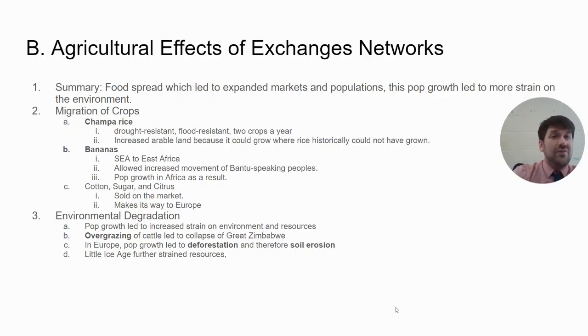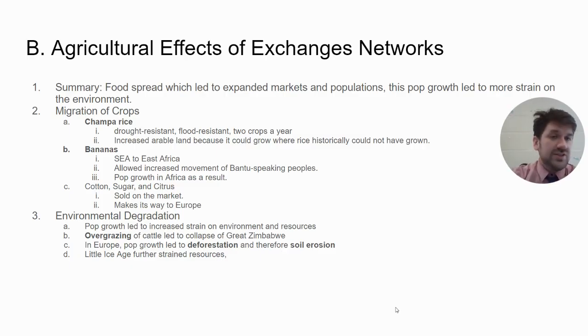Bananas are another good starchy vegetable, I think. I'm not a nutritionist, but it has a lot of calories in it. And so bananas spread from Southeast Asia to East Africa, and also allow for population growth in the Bantu-speaking areas and enable states like Great Zimbabwe to become more stable as well. And so population grows in Africa as a result, right?